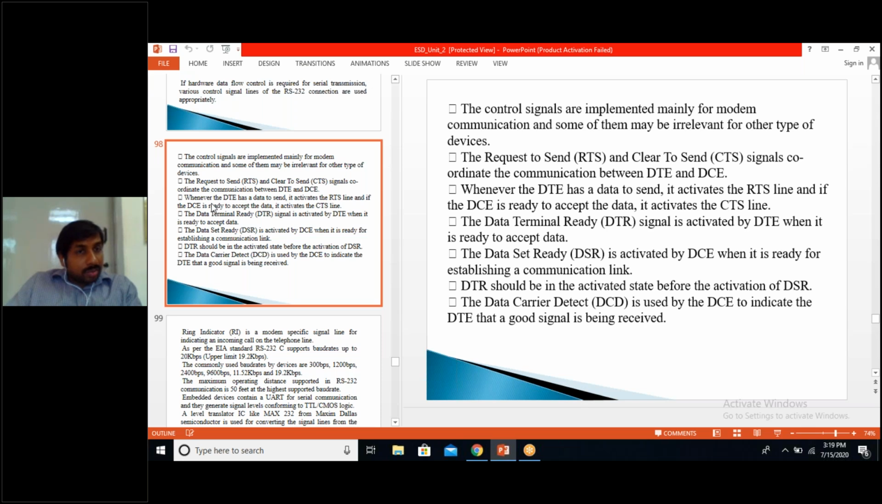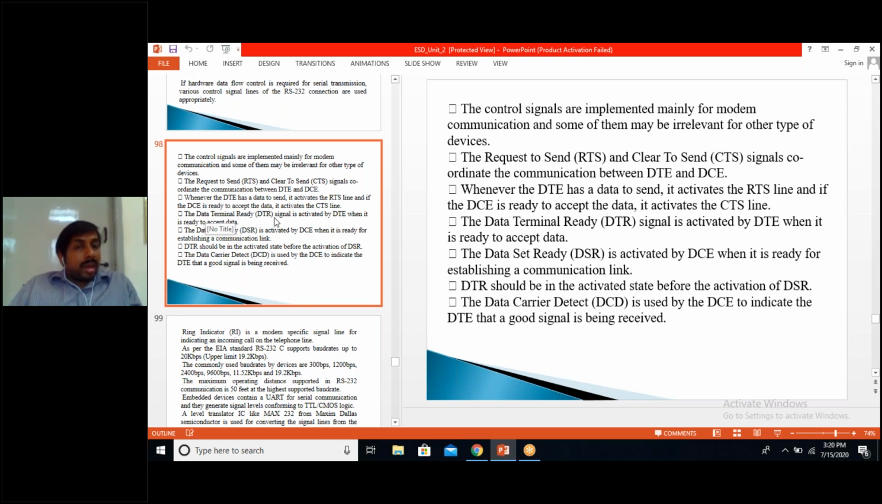RTS stands for request to send, CTS stands for clear to send. When the DTE has data to send, it activates the RTS line. If the DCE is ready to accept, it activates the CTS line. CTS means clear to send. So upon seeing clear to send, the DTE will transfer data from DTE to DCE.